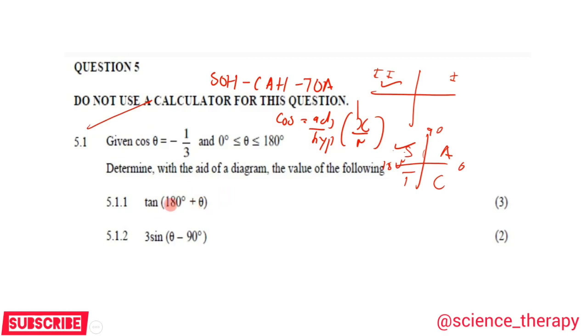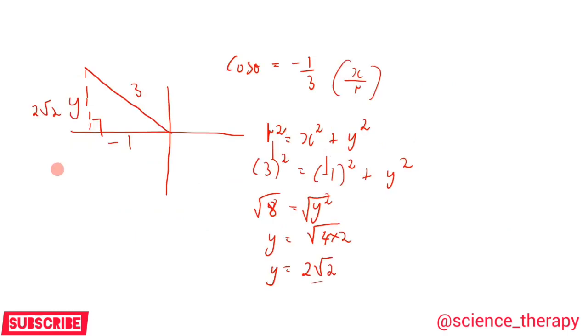Now we know the 180 degrees plus theta indicates what? It indicates the third quadrant. How is tan in the third quadrant? We have our CAST diagram here. So in the third quadrant, we know tan is positive, right? So that means 5.1.1, we have tan (180 degrees plus theta). That will give us tan theta because it's positive there.